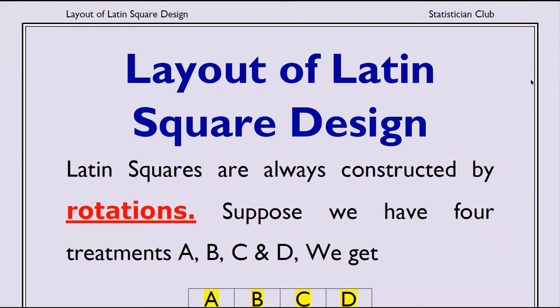In this video, I explain the layout of Latin square design, the standard Latin square design.